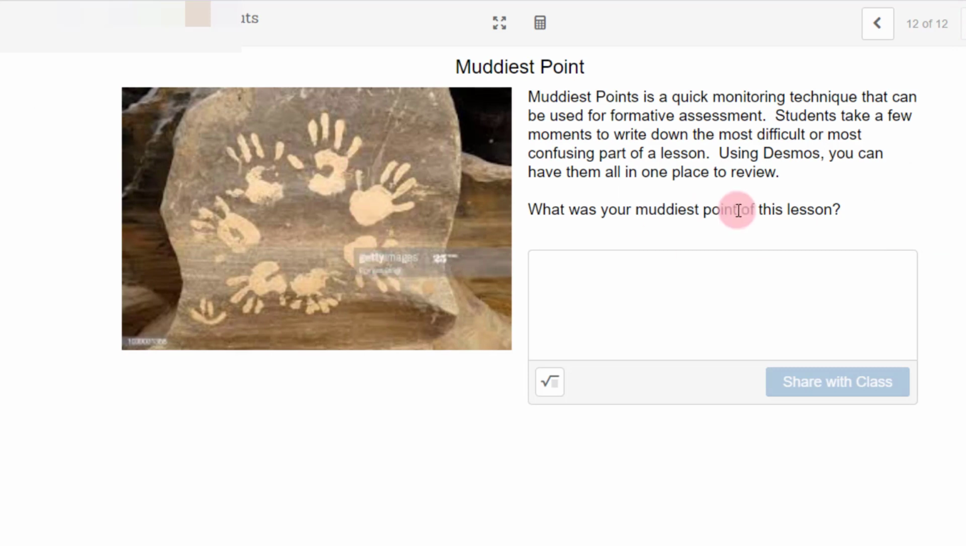Finally, the last slide that I have made for them is this thing called the muddiest point. The muddiest point is a really quick monitoring technique that can be used for formative assessment. The students just take a few moments to write down what part was the most confusing of the lesson so that you have information about how to go back and either reteach, form groups, differentiate, change pace, whatever it is.